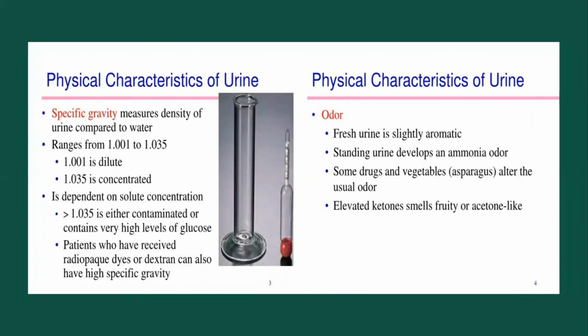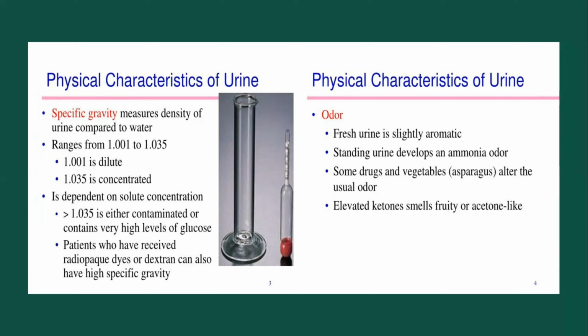Specific gravity measures from 1.001 to 1.035. 1.001 is dilute, 1.035 is concentrated, and it depends on solute concentration. If it is more than 1.035, it is either contaminated or contains very high levels of glucose. Patients who have received radiopaque dyes or dextran can also have high specific gravity.